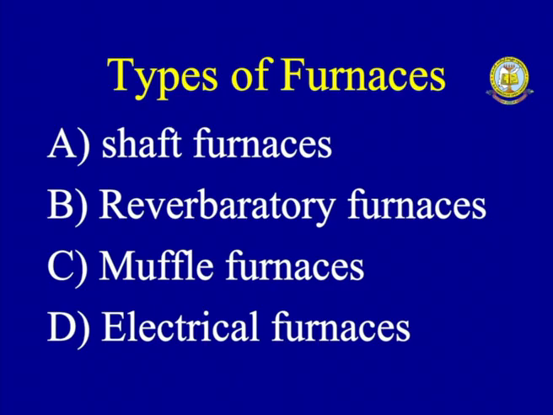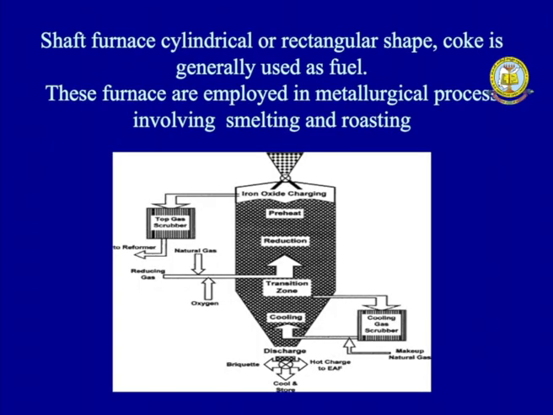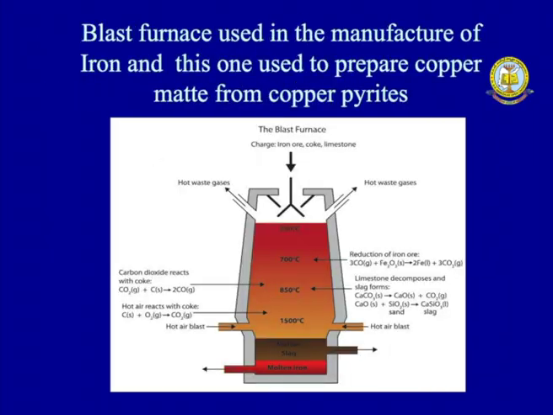You see, this is the blast furnace, the soft furnace, cylindrical shape and rectangular shape, and here we have to use coke as a fuel. These furnaces are employed in metallurgical processes involving smelting and roasting. And the blast furnace in particular we use in the extraction of iron ore and manufacture of iron, and this ore is used for copper matte, copper and pyrites.